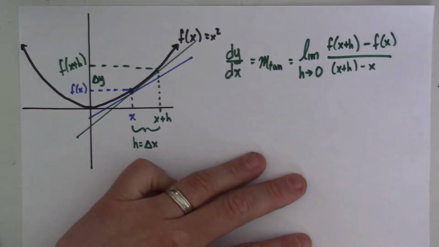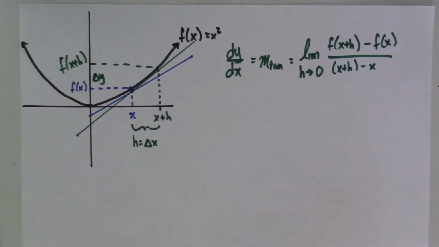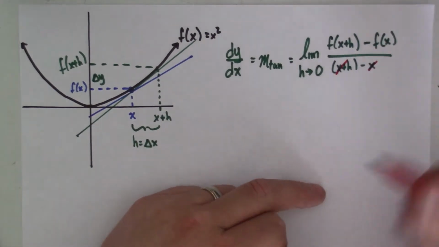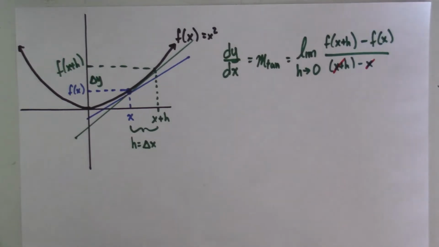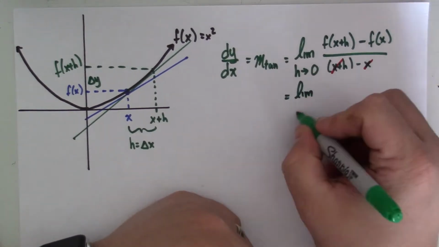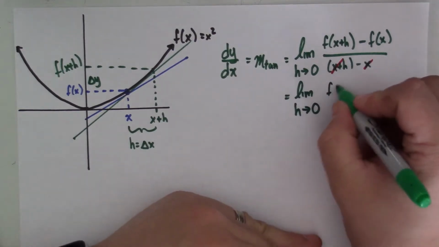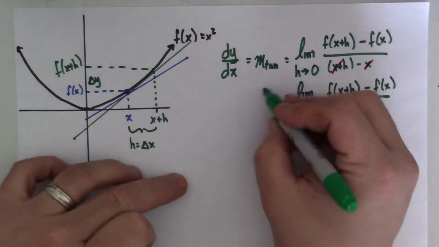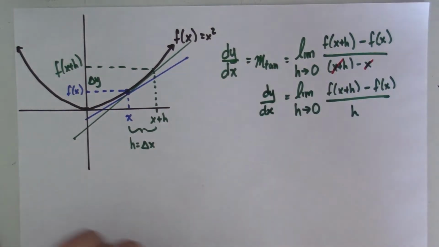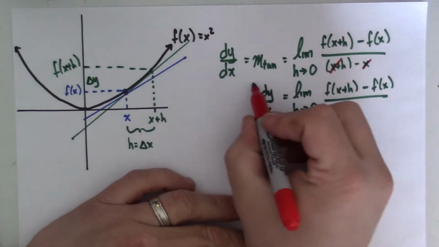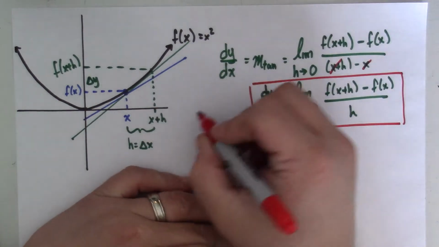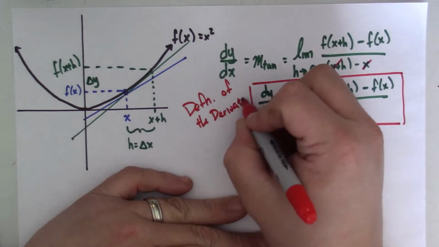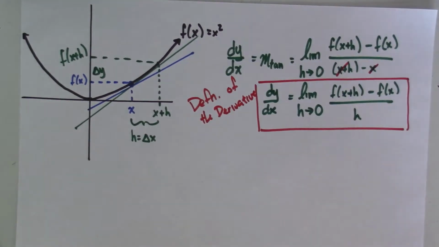Now this is not how you're going to see it in your textbook. Traditionally what the writers do is they say, hey look, I've got a positive x here and I'm subtracting an x, so these two cancel, which means I can rewrite this as the limit as h goes to 0 of f of x plus h minus f of x over h. And this, dy dx equals this, is the definition of the derivative. In a classical sense, this is what the definition of the derivative is.